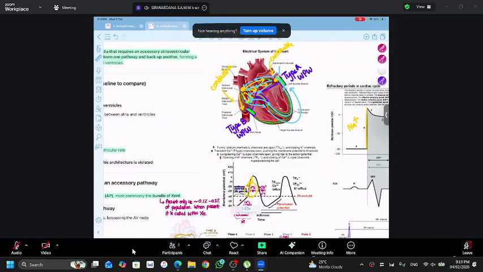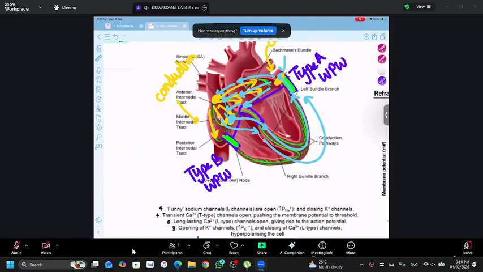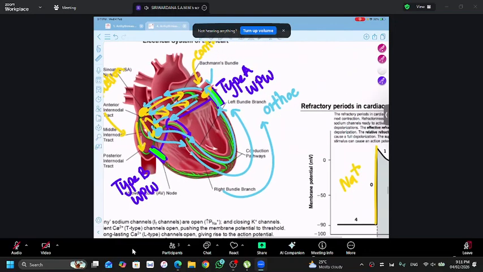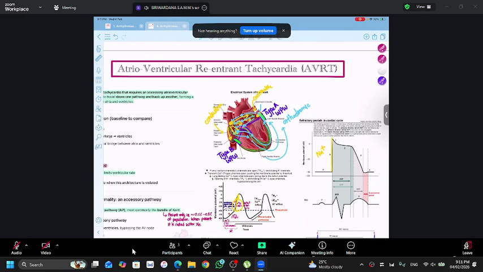Usually in Wolff-Parkinson-White, the circuit runs around anti-clockwise. So this is called orthodromic AVRT. This is what happens in a majority of Wolff-Parkinson-White patients. You have an orthodromic circuit running around.